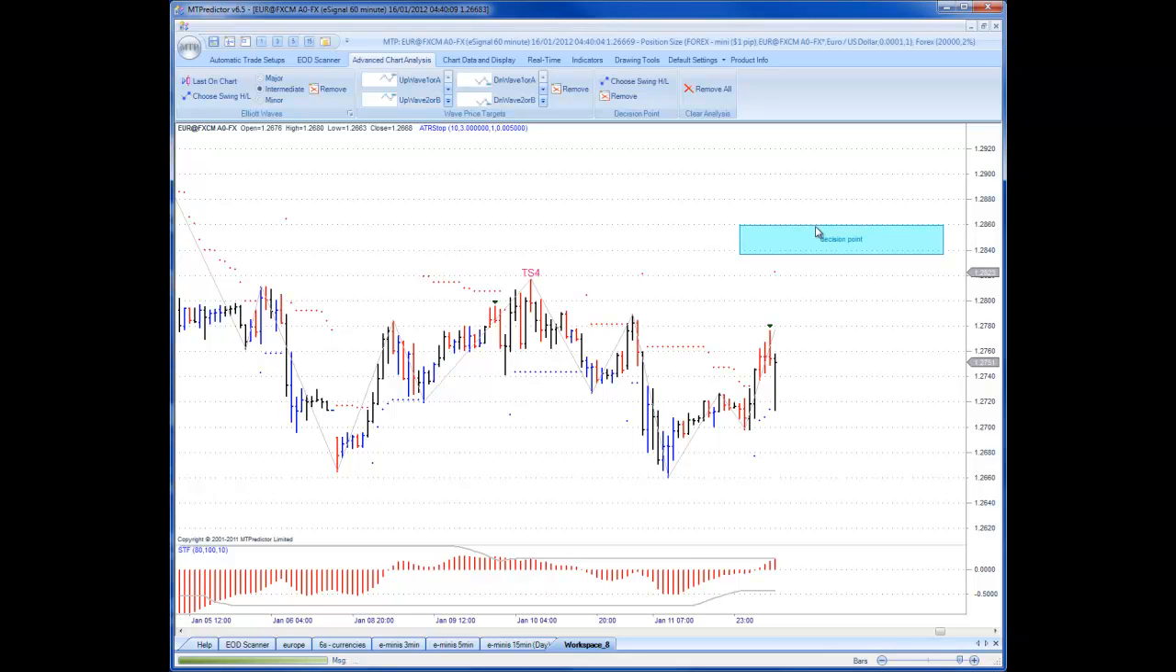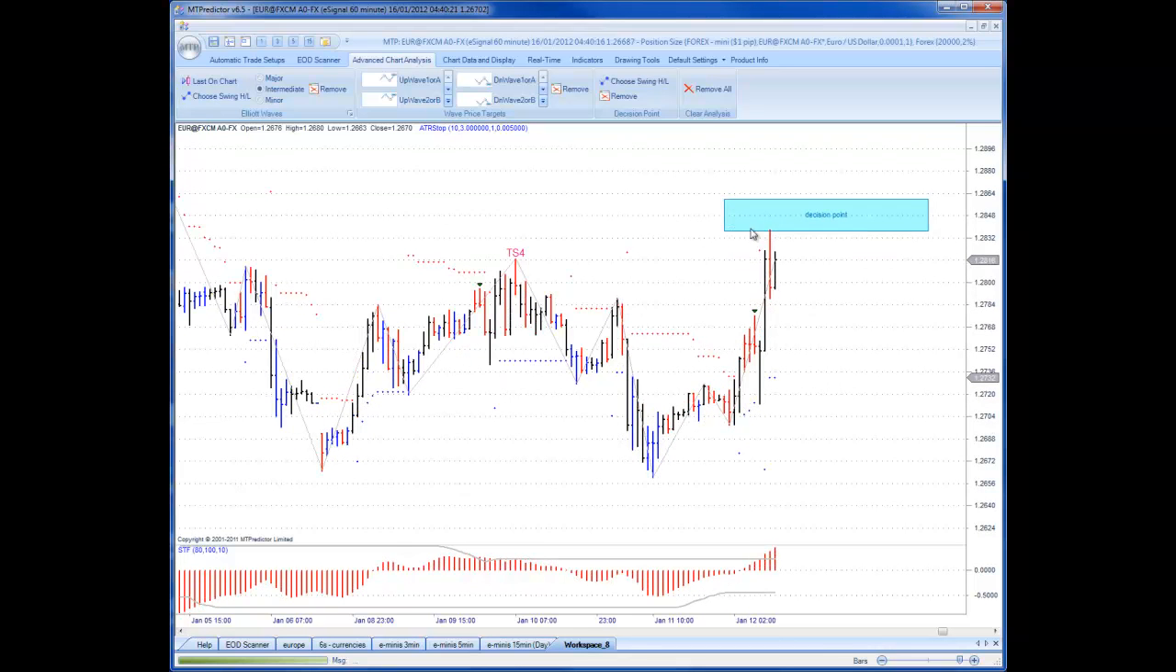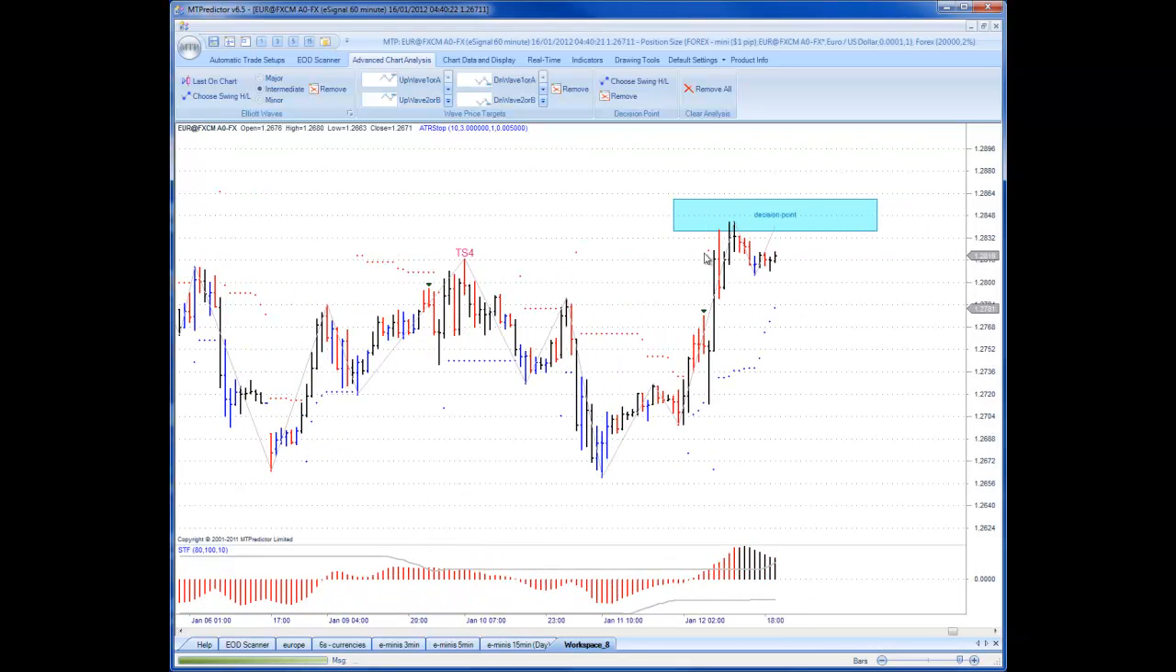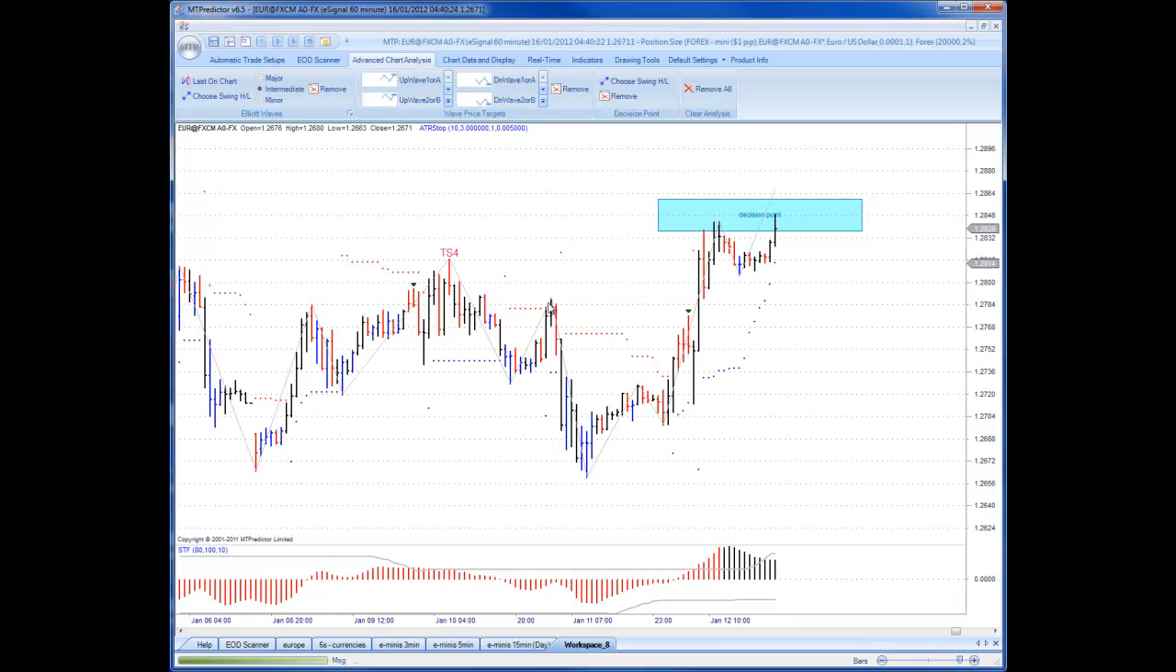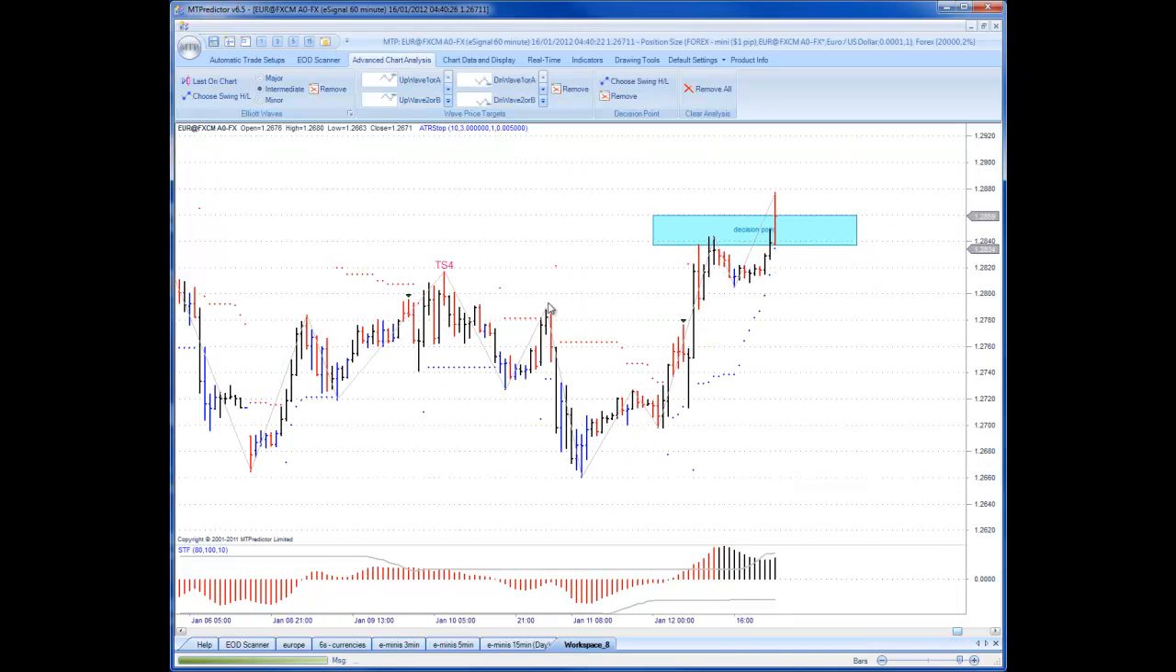That's the important thing. The DPs and WPTs in MTPredictor are leading indicators. They are there in advance before the market gets there. So let's see what happened. The euro went up, tagged it, came back down again, and then went up again. But the most important time was when we made this second attempt here at the DP level, and the reason this was important was because of the particular pattern of this rally going up into the high.